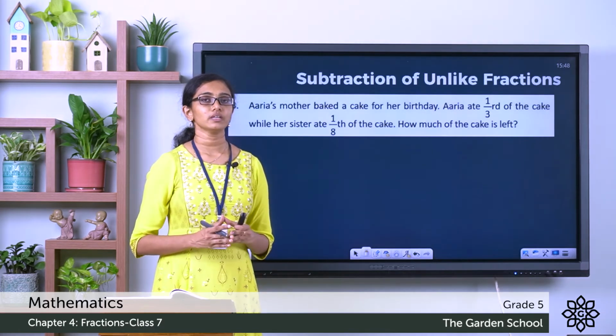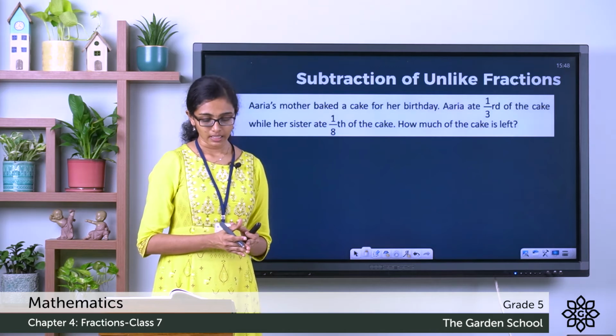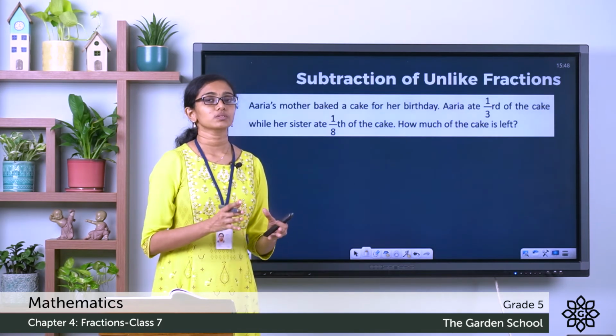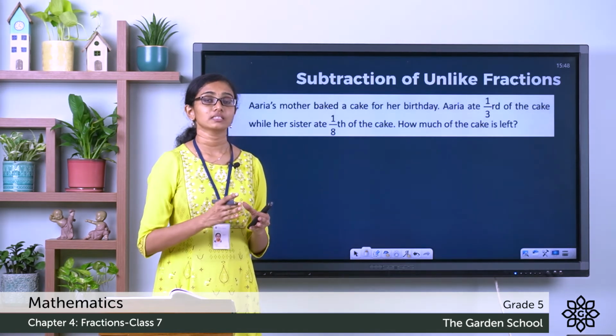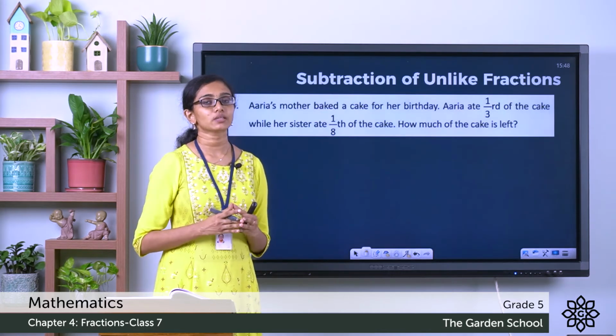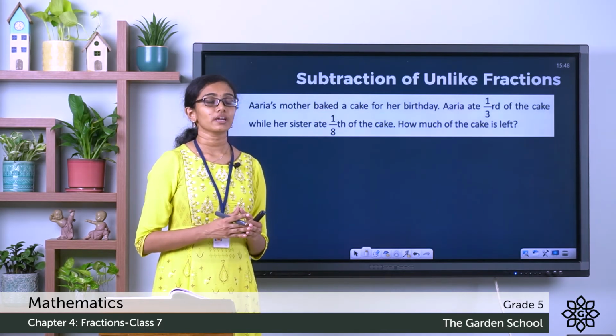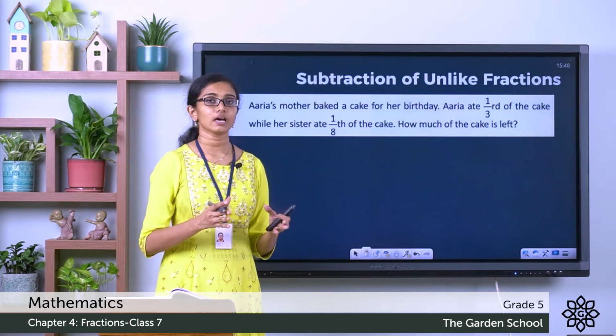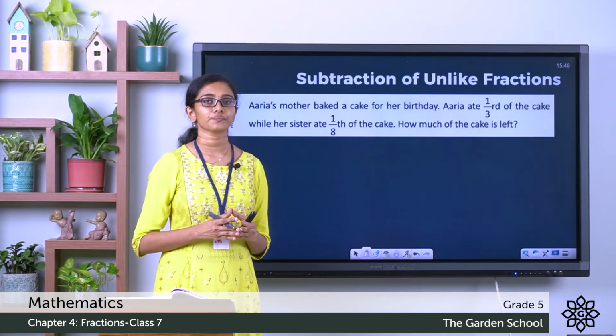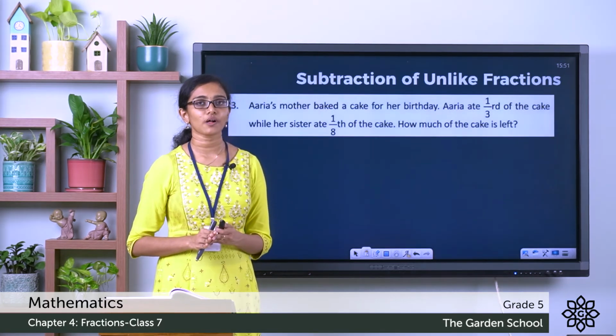So what is given? There was this one whole cake and 1/3 of the cake was eaten by Arya and her sister ate 1 by 8th of the cake. You are asked to find out how much of the cake is now left. How do you find it out? So let's first write the steps to solve the problem.